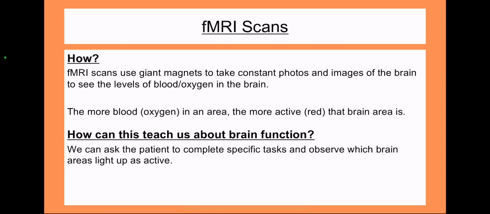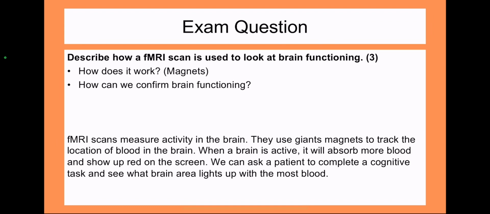But as you can tell, this is a very different brain scanner because it uses giant magnets and no radiation. So if you were going to explain how it works, you could say something like, fMRI scans measure activity in the brain. They use giant magnets to track the location of blood in the brain. When a brain is active, it will absorb more blood and show up red on the screen. We can ask a patient to complete a cognitive task and see what brain area lights up with the most blood.